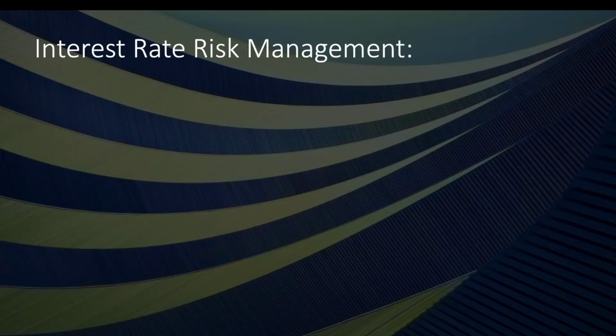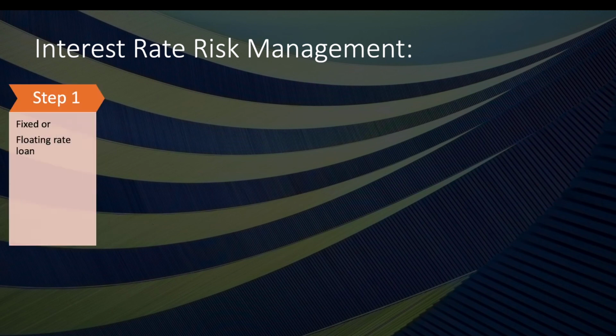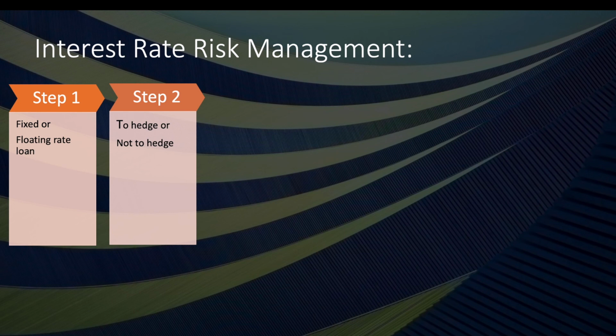Now the thing that I will be discussing with you is a different thing, but it's very important. Interest rate risk management. What are the steps that you have to take when you are making an interest rate risk management policy? Step one is fixed or floating rate. You have to choose whether you are taking the fixed interest rate or floating interest rate. Step two will be to hedge or not to hedge. You have to decide whether you are hedging or not.